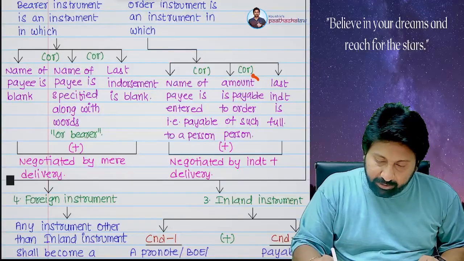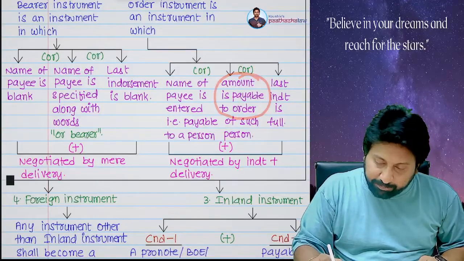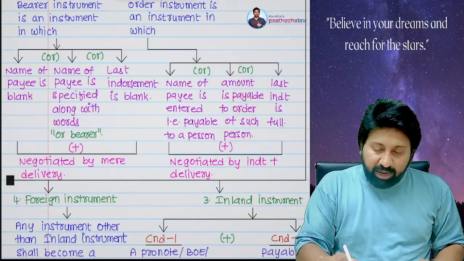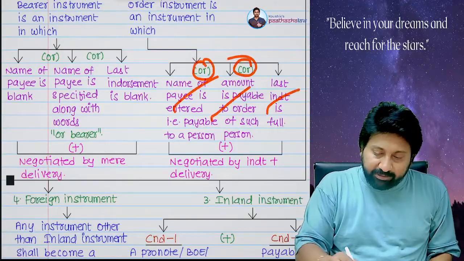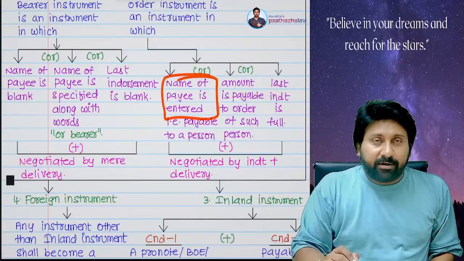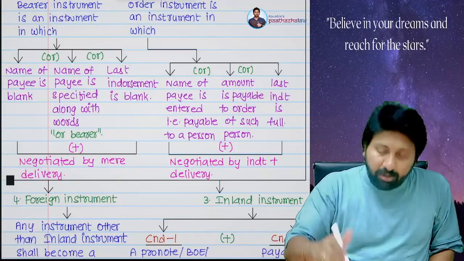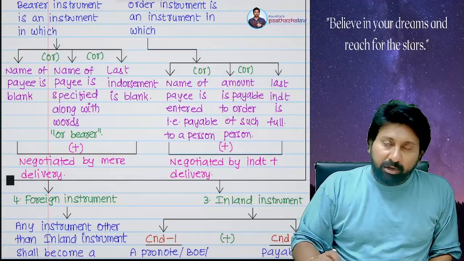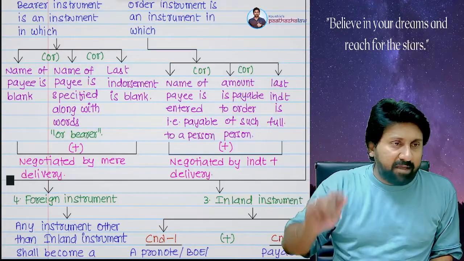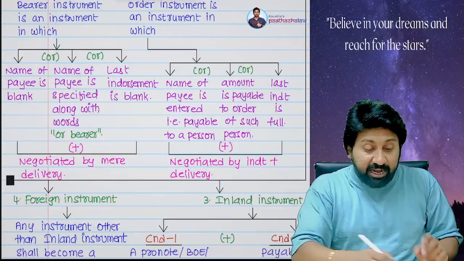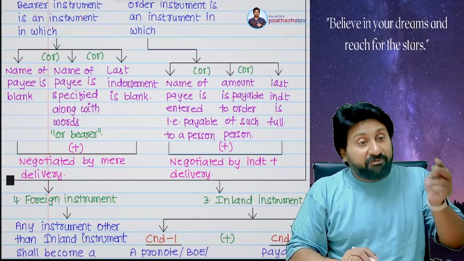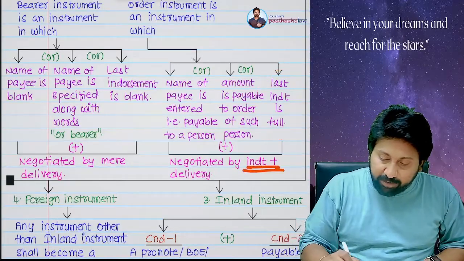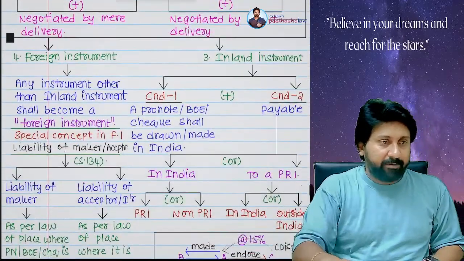Okay. Next, amount payable in order to such person. Amount is payable to order of such person. Okay. Either this or this or this. Name of the payee is entered. Payee name you entered, or you said either payable to the order of such person. If payee says to pay some person, I will pay to him. Or originally it was a bearer instrument. Later they filled the name and completed it. Last endorsement is full. Negotiated by endorsement and delivery. Signing is required. Next.